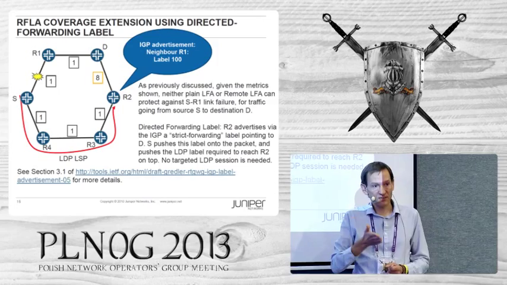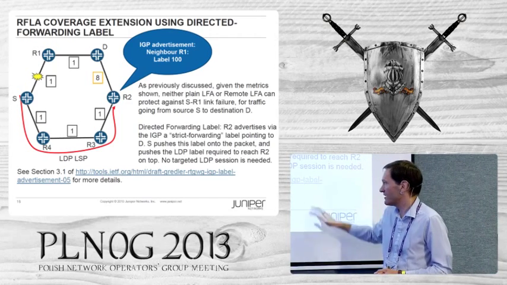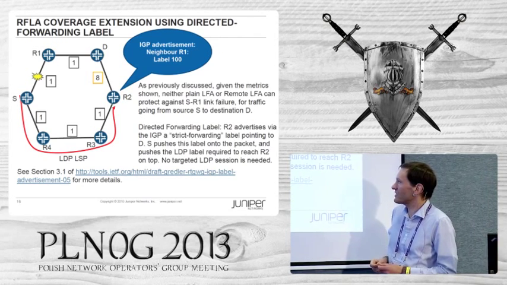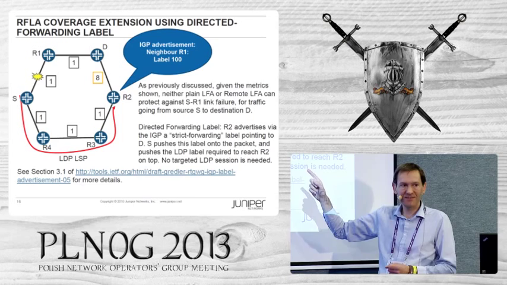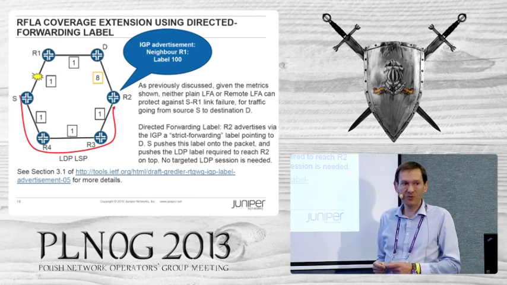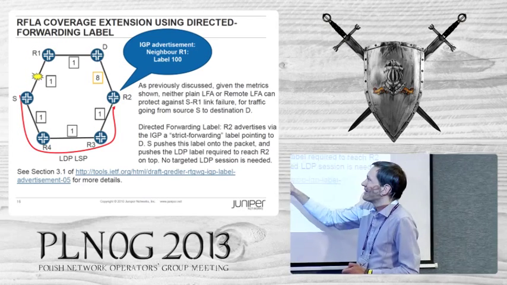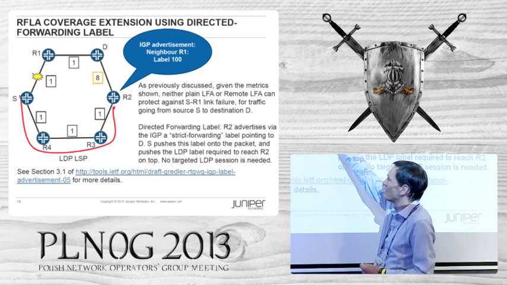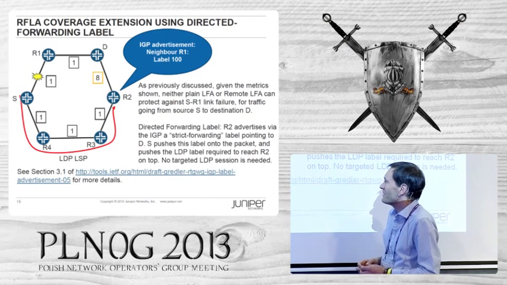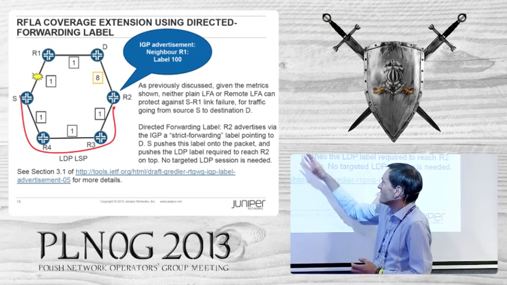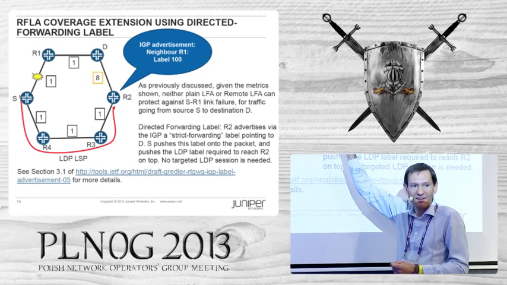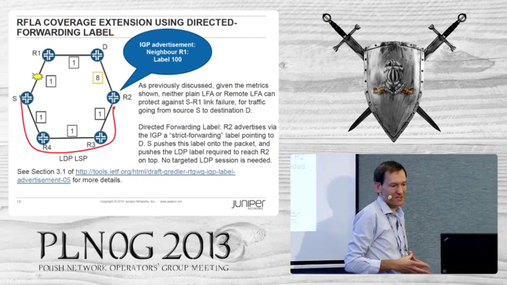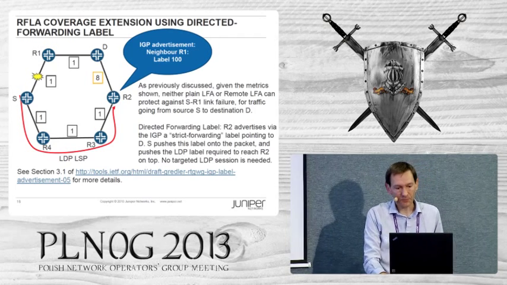And as I say, it advertises this in the IGP, and there's a draft here which talks about that particular use case. And so in this particular topology and metrics that we've got, that has solved the problem for us, because now basically S knows that if he can get the packet to R2 using the LDP LSP, then if he puts this label value of 100 underneath, then he knows that R2 will send it to the destination. So we've solved the coverage problem in this particular case.